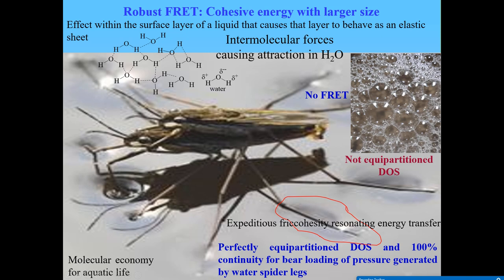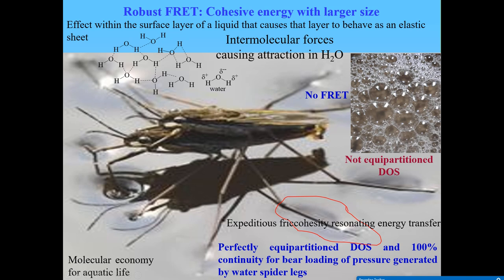Now this example is a no FRET, in the sense friccohesity resonance energy transfer. Since this is in the whole area uniform energy distribution, and hence we could say no atom is in a position which is having least energy. So there is no point of any resonating energy and transferring of the energy.